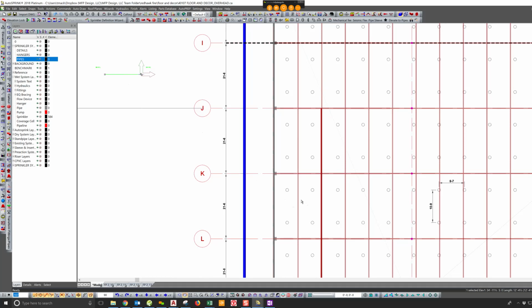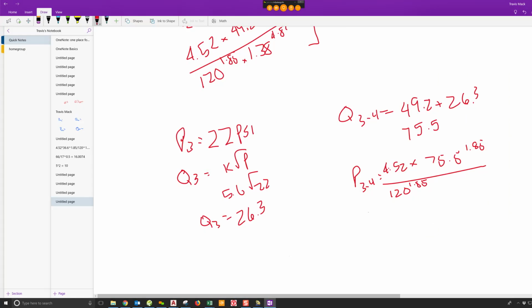Using AutoSprink, the diameter is 1.61. So we go 1.61 to the 4.87. Okay, so what does this friction loss per foot come to? 4.52 times what? 0.189. So say 0.19.